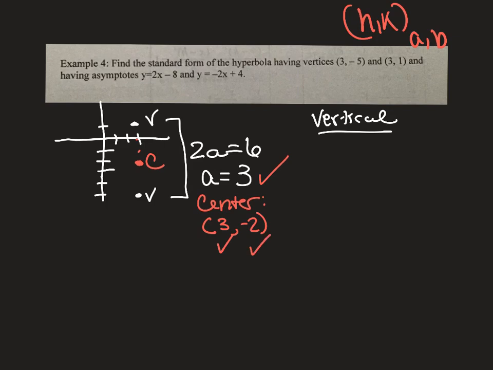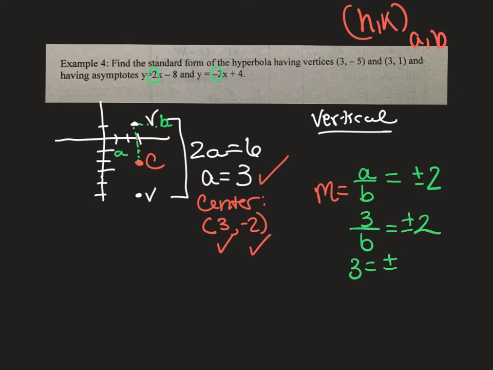So all I'm missing is b. Let's think about this. When we do a vertical hyperbola, I'm going to use the equation of the asymptotes. We know that the slope of the two asymptotes is going to be a over b, because on our box, we would have gone up a and over b. And we know from this equation that my slope has to be ±2. So now we're going to put some stuff together. We just found that a was 3, so I have 3 over b equals ±2. I'm going to multiply the b over, so 3 equals ±2b. Then I divide by 2, so 3 over 2, or 1.5, equals b.